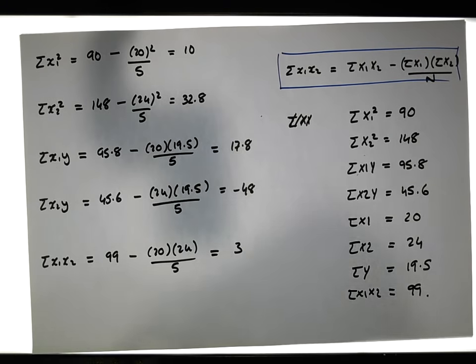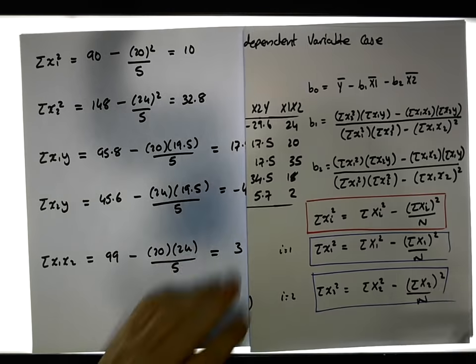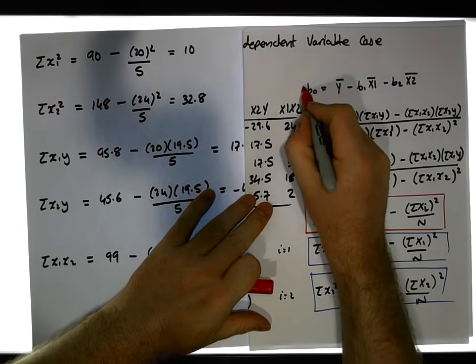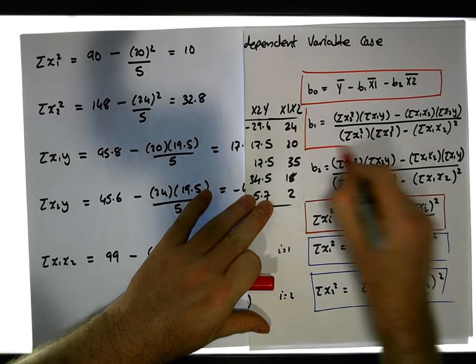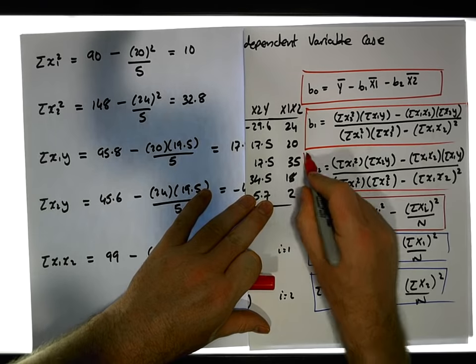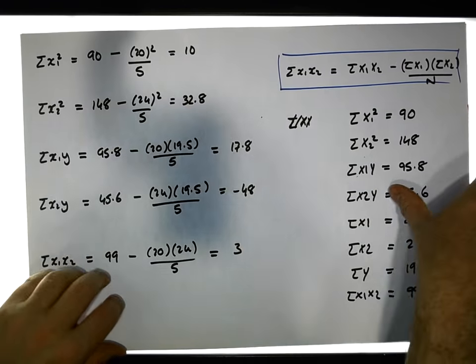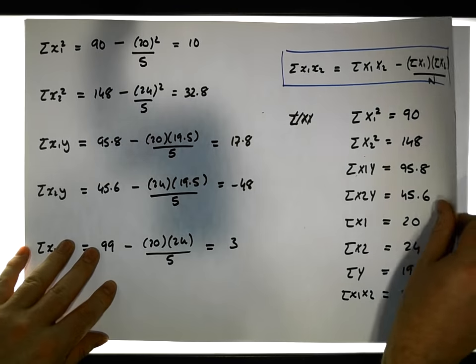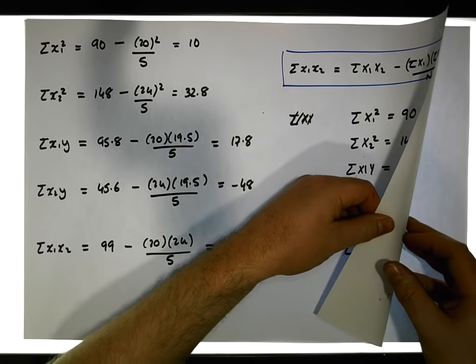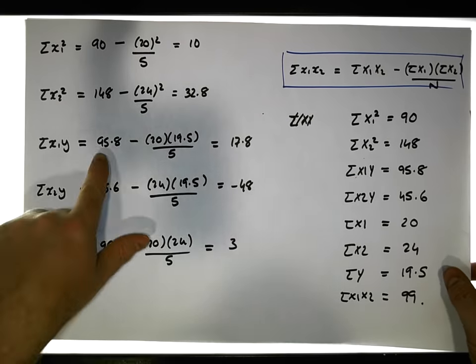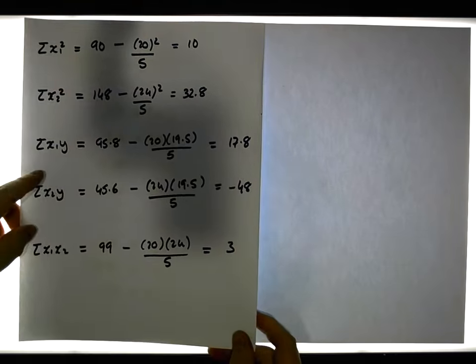Now we have all of these coefficients, and what we can do is calculate our B0, our B1, and our B2. We're going to need all of these values, which are very important for us. Let me get this sheet here. These are the final set of values that we require. Let me fold this over here. Okay, now I'm ready to calculate the B values.